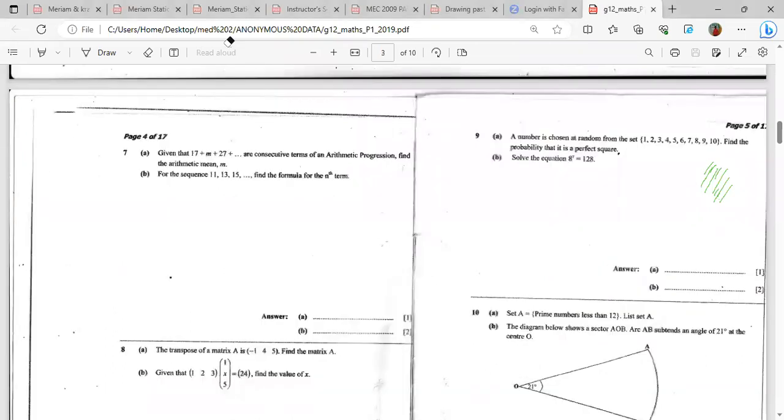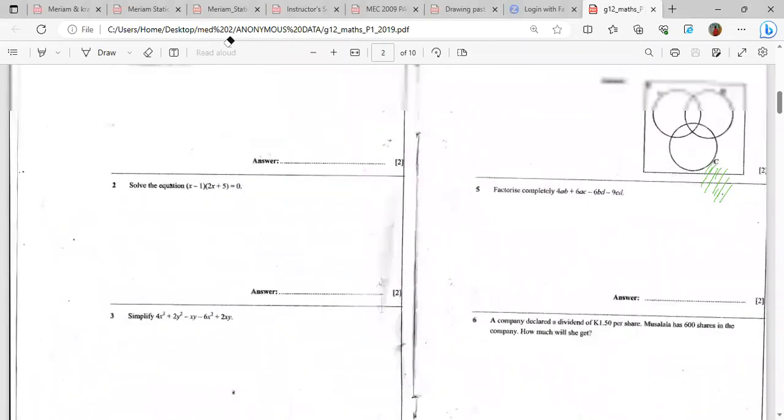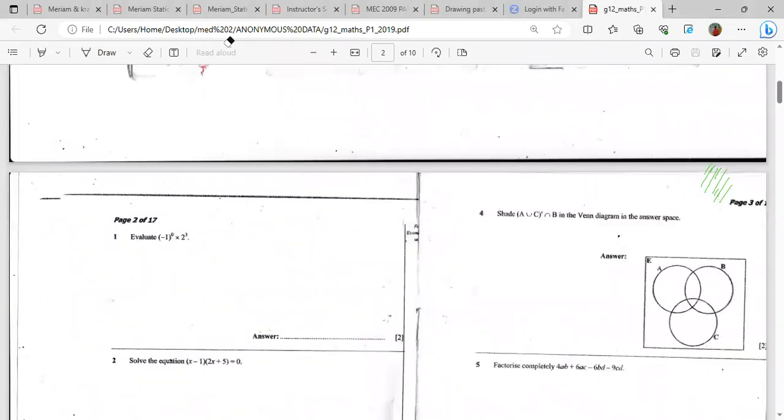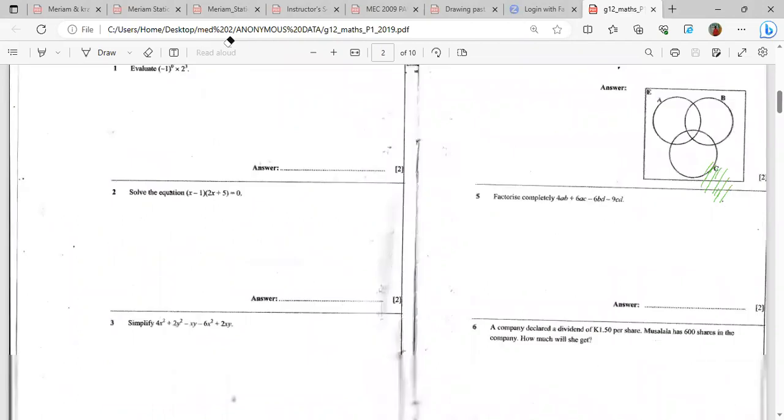All right, so let's quickly now go to the next question. That is question what? Okay. So we have solved 5 questions so far. 1, 2, 3, 4, 5, and 6, 7. Oh, yeah. So we're on question 7.